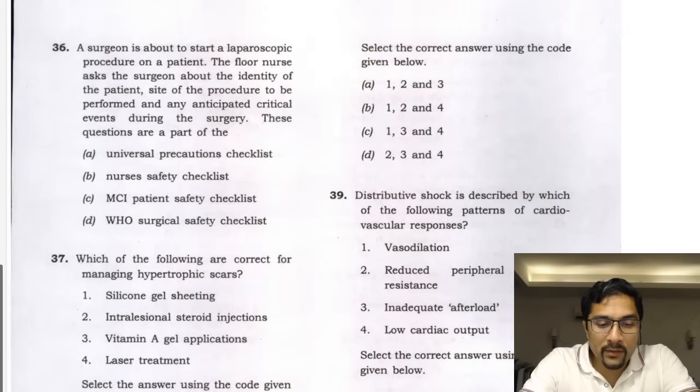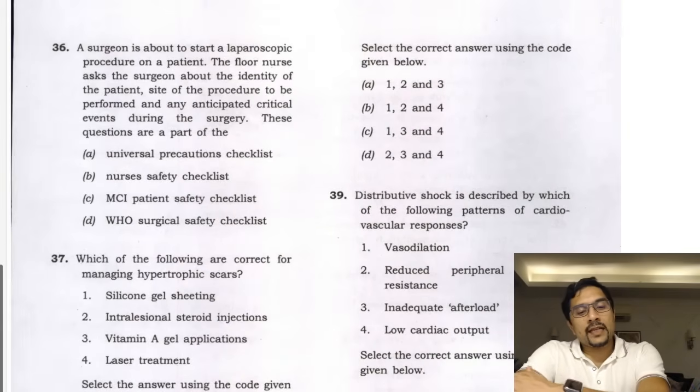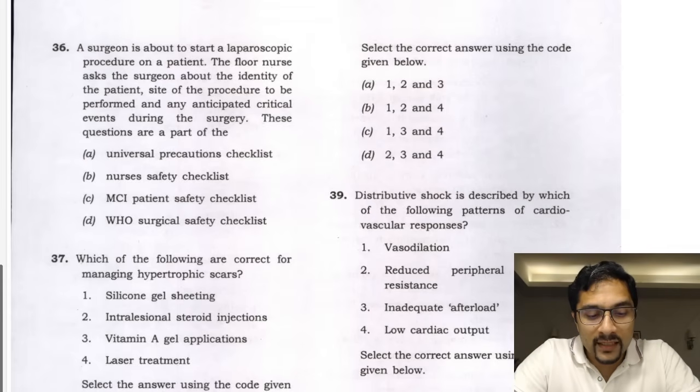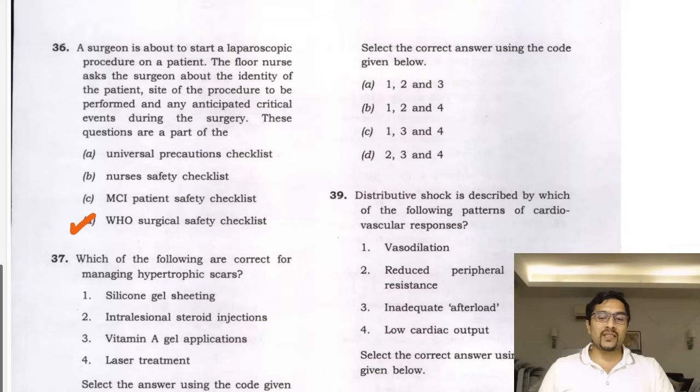This is also a simple question. A surgeon is about to start a laparoscopic surgery. The floor nurse asks the surgeon to identify the patient, site and procedure. Which checklist are they following? This is the WHO surgical safety checklist. And you know, in the WHO surgical safety checklist, there are 3 components: sign in, time out and sign out.